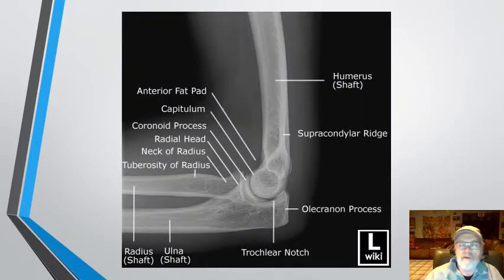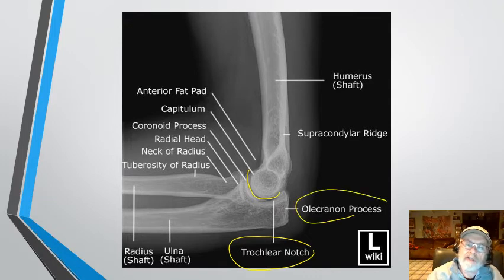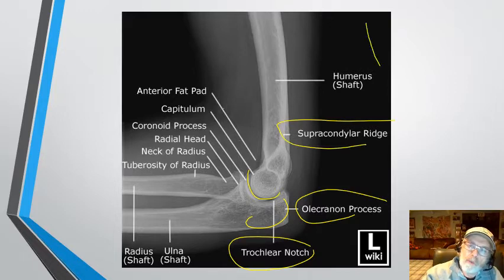Now we're looking at a lateral view. Now the lateral view shows me a lot of good things here. Okay, here's that trochlear notch. Here's that trochlear notch we'll be seeing right there. Here's the olecranon process right in here, okay? This is called the supracondylar ridge. On the side of the humerus, there's a ridge that comes down both sides that actually end up at the lateral and the medial epicondyle, okay?